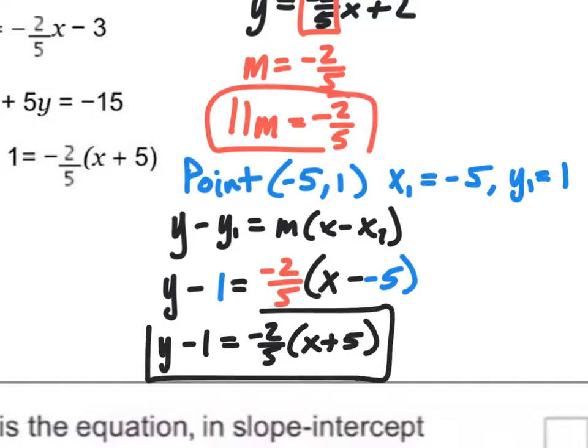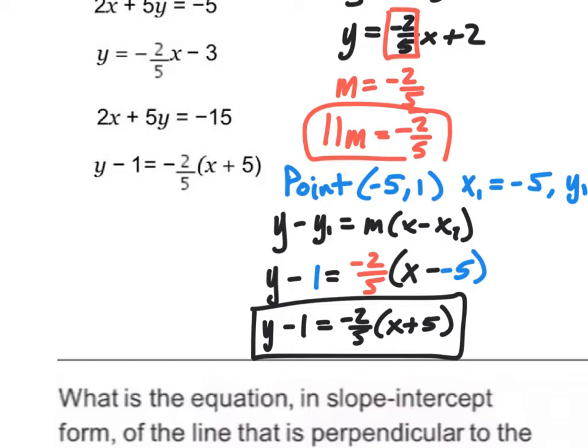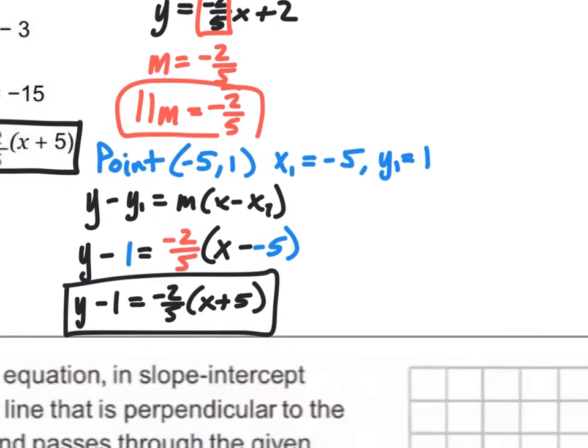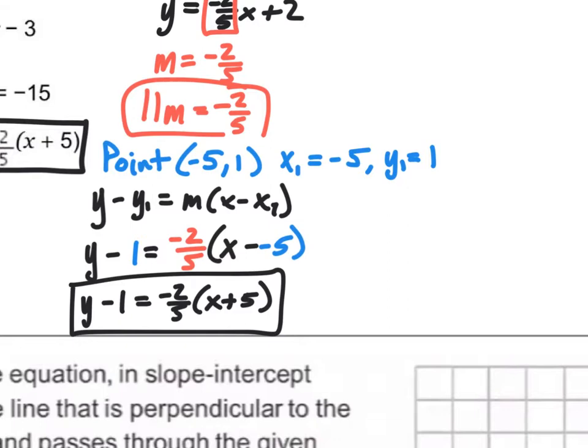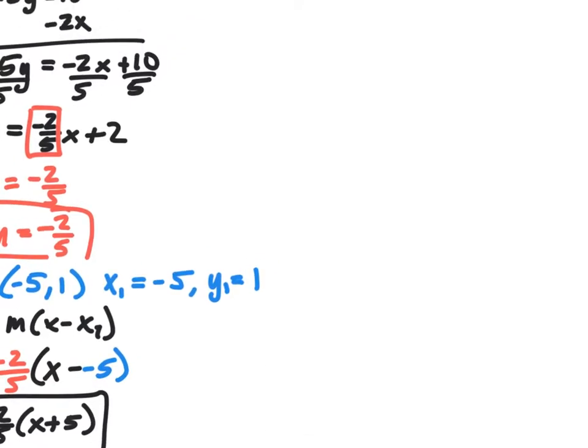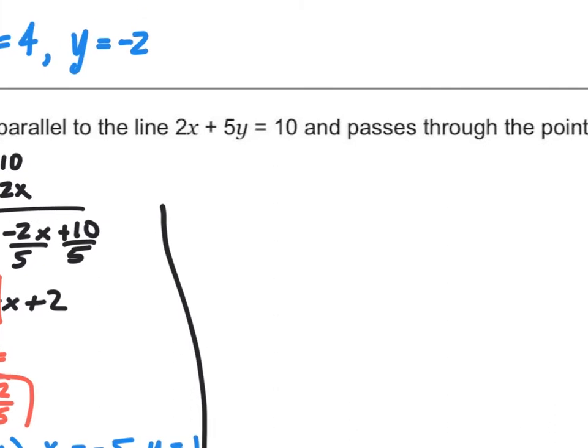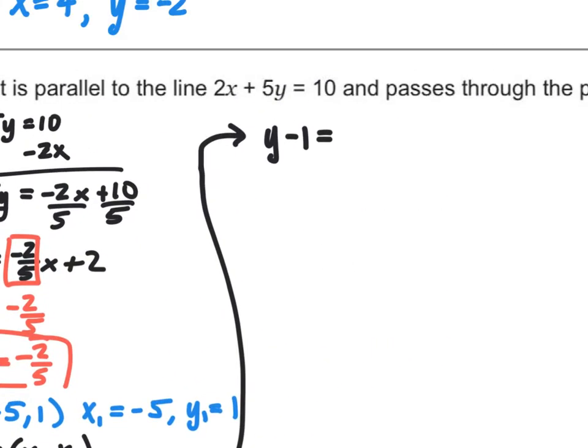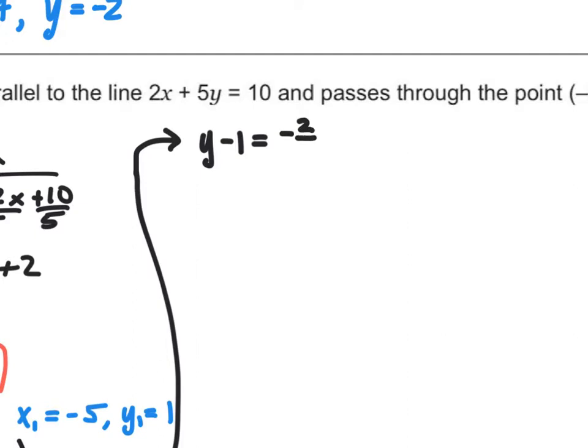Now, this is in point slope form. I just want to go over here and see if I have that same answer here, and I sure do. So this is an answer. Now, the other thing I want to do is take this and solve this equation for y and put this into slope-intercept form. So I'm going to rewrite this equation all the way up here. I've got y minus 1 is equal to, what's my slope? Negative 2/5, times x plus 5.